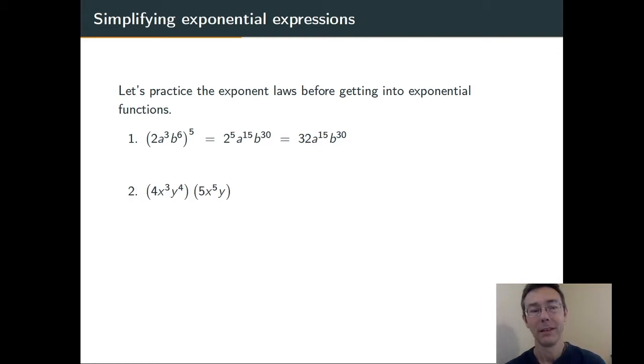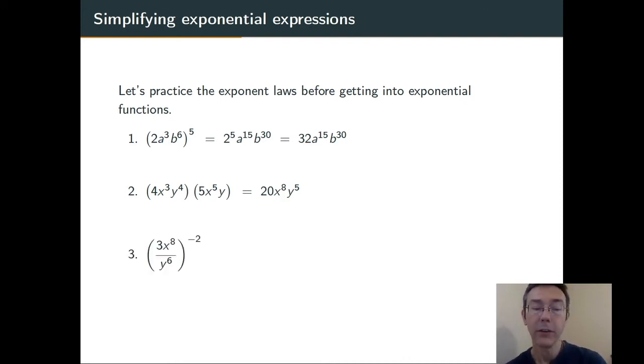Problem 2. 4x to the 3rd, y to the 4th, times 5x to the 5th times y. So this is all being multiplied. I can multiply in any order. So I'm going to do 4 times 5 is 20. X to the 3rd times x to the 5th is x to the 8th. And y to the 4th times y is y to the 5th. So remember that y can be written as y to the 1st. So that's how I'm getting that 5th power.